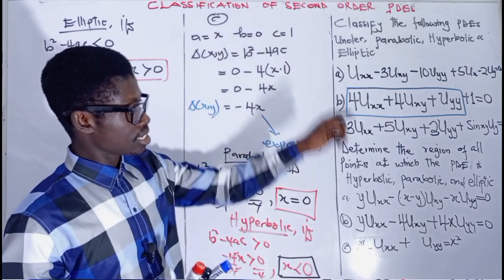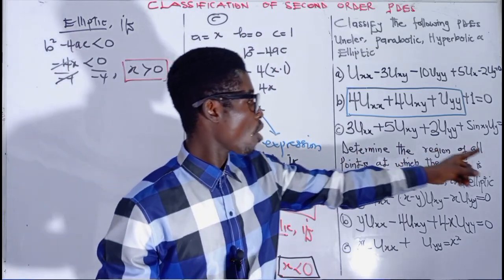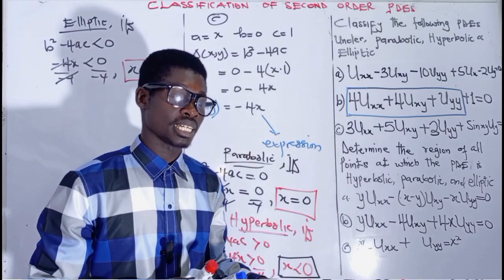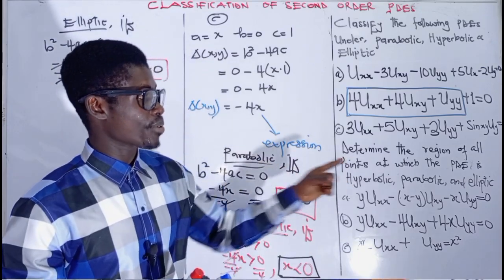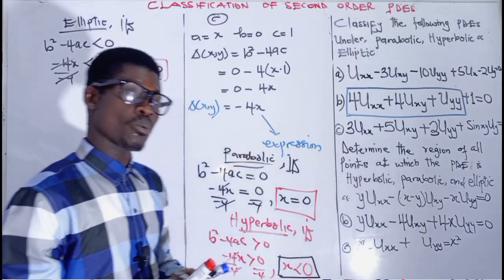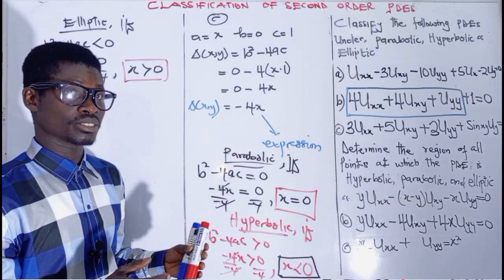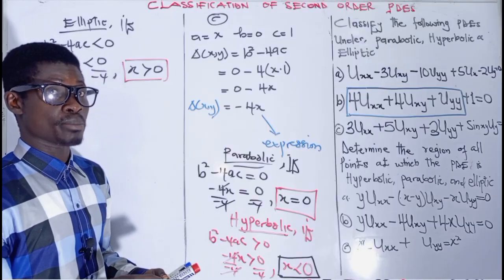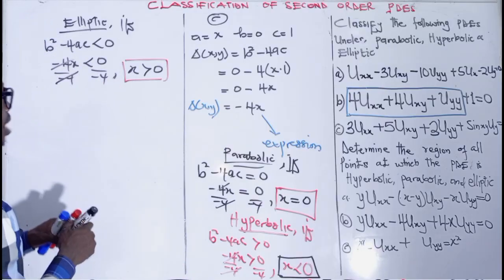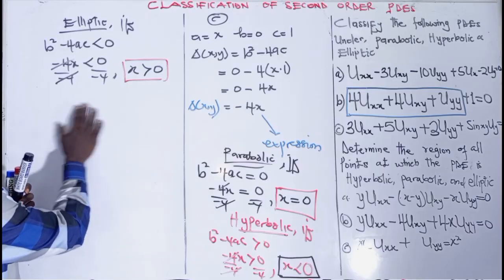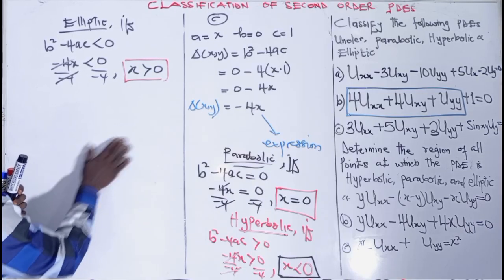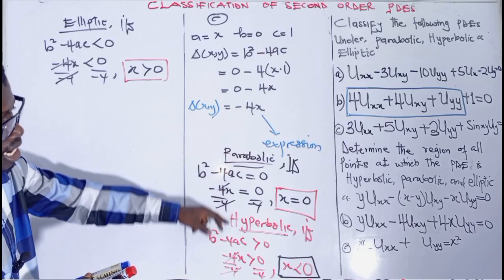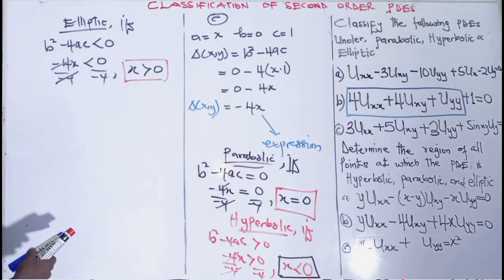Now, looking at the question, it says that we are to determine the region of all points at which the PDE is hyperbolic, parabolic, and elliptic. With that, we are going to sketch to help us determine all these points. We sketch our x and y plane to determine which points on this plane make the PDE parabolic, hyperbolic, or elliptic.